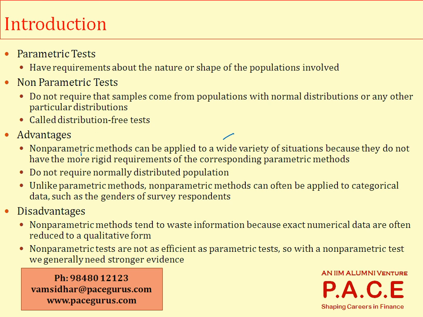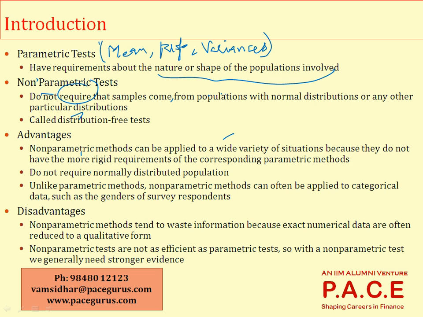Just to differentiate between a parametric test and a non-parametric test: in any parametric test which we have used, we talk about the mean, proportions or even the variances. Most of these tests involve the nature or shape of the populations. There are a lot of places where we assume that the data will follow a normal distribution. But what if the data doesn't follow a normal distribution? These non-parametric tests don't require the samples to come from a particular distributed population, so they don't expect the data to be normally distributed.